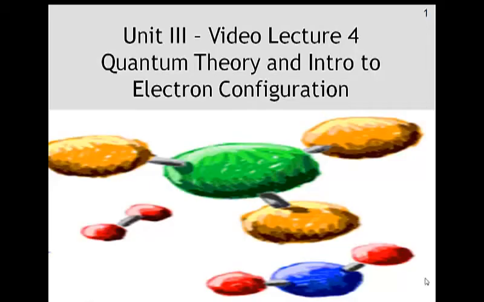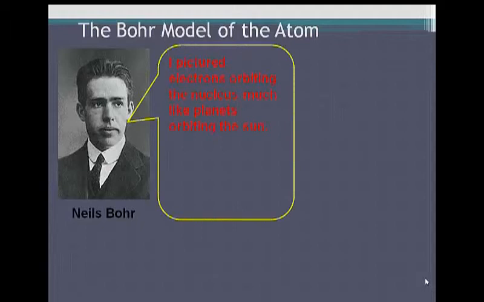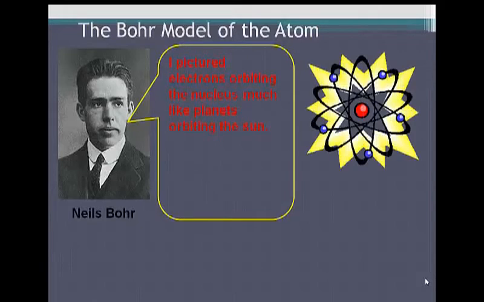Unit 3, Video Lecture 4, Quantum Theory, an Introduction to Electron Configuration. Niels Bohr introduced us to one of the most recent models of the atom. In his atom, he pictured the electrons orbiting around the nucleus, much like planets orbiting the sun. This is a picture of his atom.